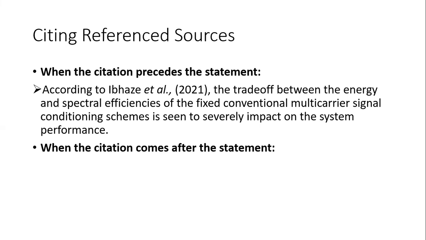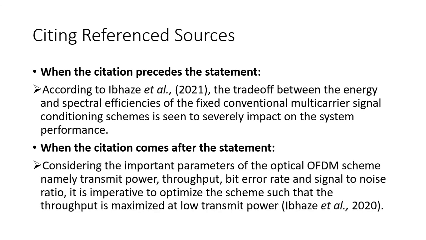And then when the citation comes after the statement, say something like, considering the important parameters of the optical OFDM scheme, namely transmit power, throughput, bit error rate, and signal to noise ratio, it is imperative to optimize the scheme such that the throughput is maximized at low transmit power. Then Iwaza et al. 2020, meaning we have three or more authors here. Then let's assume this statement is seen in multiple publications, then we could put a semicolon, the name of the other set of authors, and just like that.